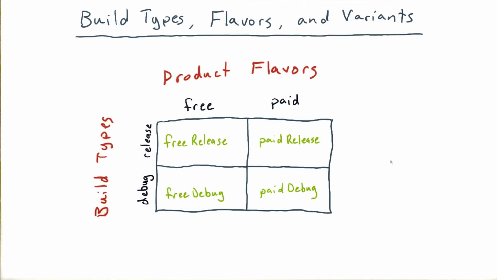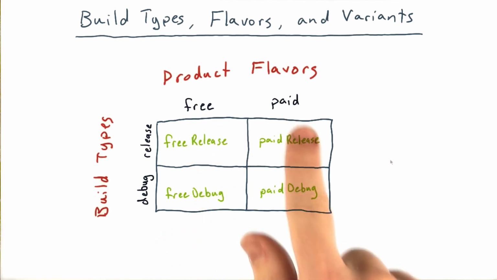Product flavors are used to create variants that will be user-facing. Product flavors will typically map one-to-one with a Play Store download. A very common case is an app with free and paid versions.